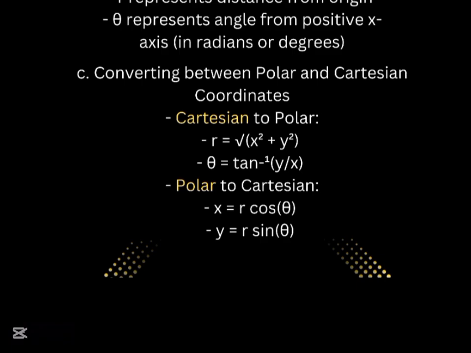Now, converting from polar back to Cartesian, you use x equals r cos theta, y equals r sin theta. Your cos always represents the horizontal axis, while your sine represents the vertical axis. So do well to note down these formulas for converting from Cartesian to polar and from polar back to Cartesian.